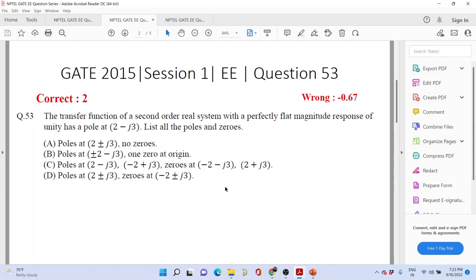So the numerator will have to again take the magnitudes in a similar fashion. In the denominator we'll have s minus 2 plus j3 and s minus 2 minus j3. If we take the magnitude of it, it will be s plus 2 whole square plus 9. Yes, you are correct.